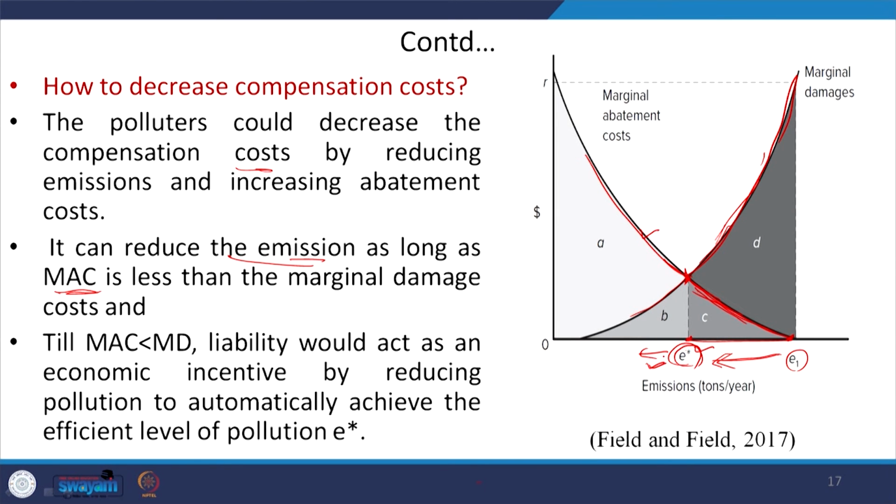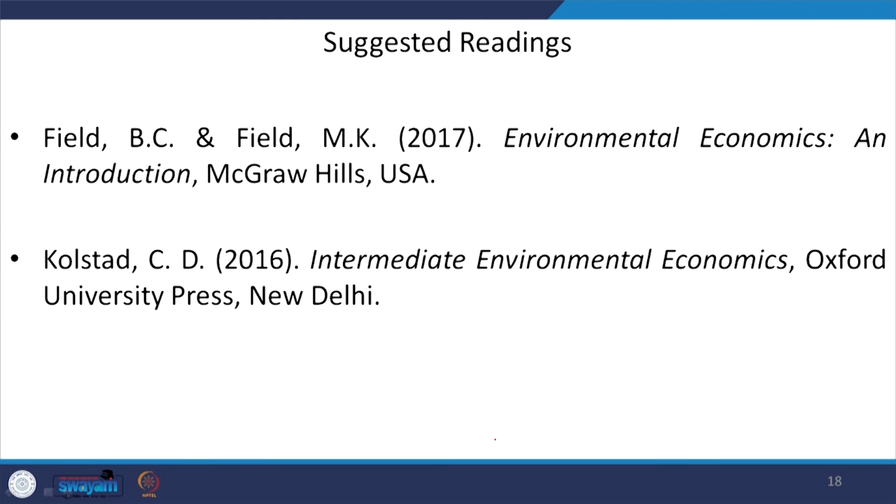So, this is the principle of liability: if you are creating any harm or damages, you must compensate. That is why the polluter needs to reduce emissions in order to give less compensation against the damages. That is how it reaches the efficient level of production. Okay. For the liability portion, you can follow these books: Environmental Economics by Field and Field, and also the Kolstad book, Intermediate Environmental Economics.